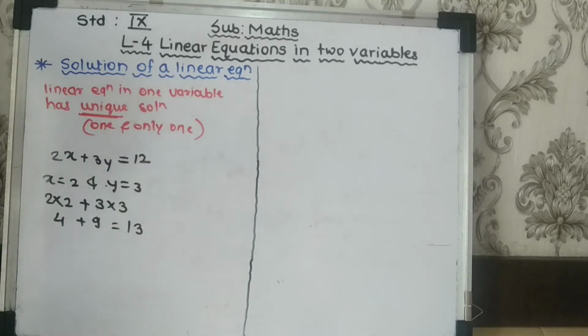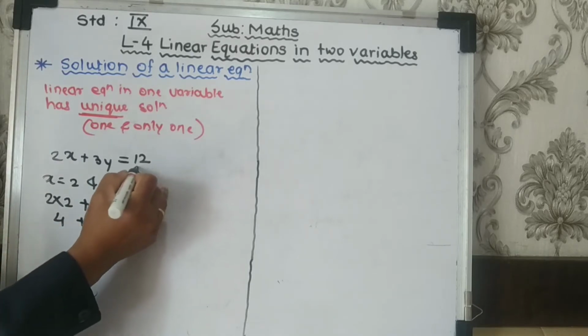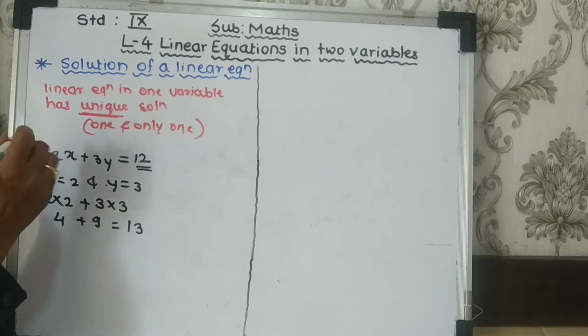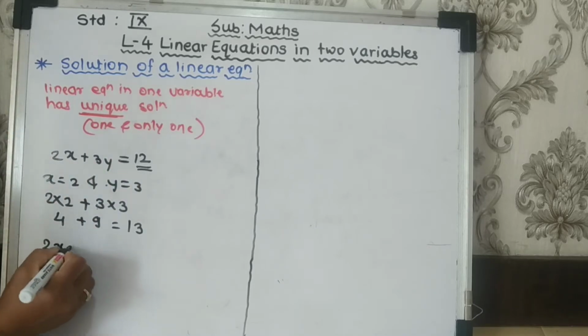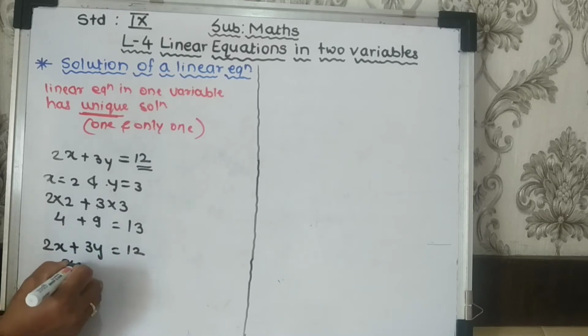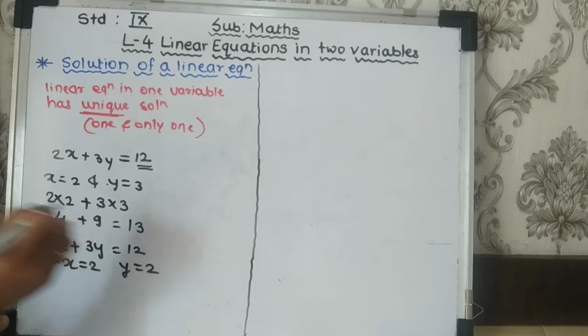Now this 13 we will compare with 12. Can we call this a solution of the equation? No. But when I take 2x plus 3y equals 12, for x equals 2 and y equals 2.